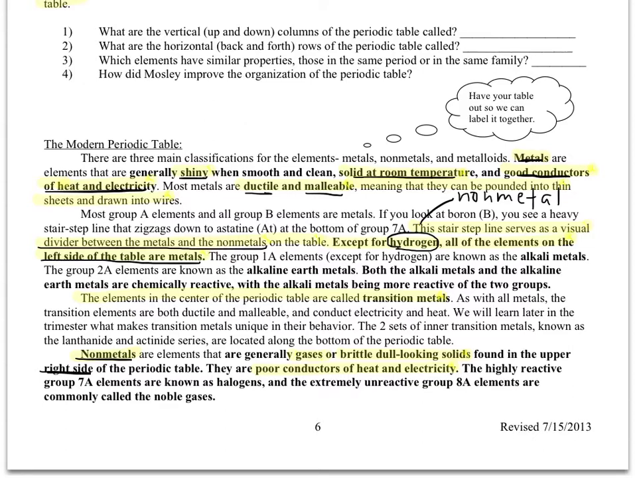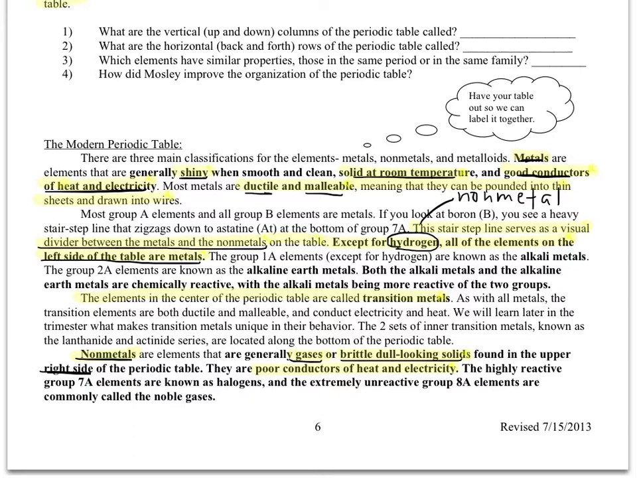All right, on the other hand, our nonmetals are usually gases at room temperature. Or if they are solids, they're not shiny. They're sort of brittle, easily breakable, dull-looking solids. Like if your parents have ceramic or porcelain dishes, that's a nonmetal, right? What do I mean by brittle?